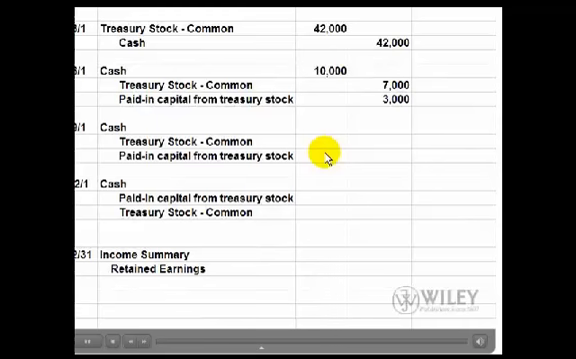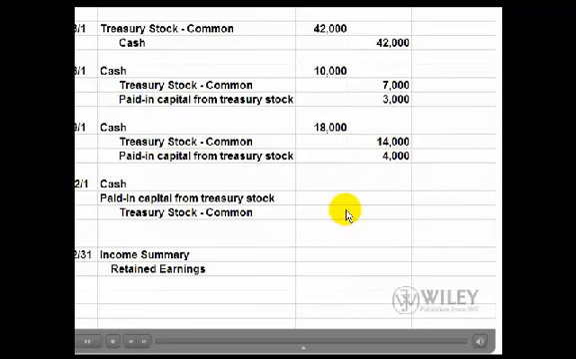On September 1st, sold 2,000 shares at $9 a share. So we debit cash for 2,000 times $9, $18,000. We credit treasury stock common for 2,000 shares times the cost of $7, and we credit paid in capital from treasury stock for the difference, $4,000.